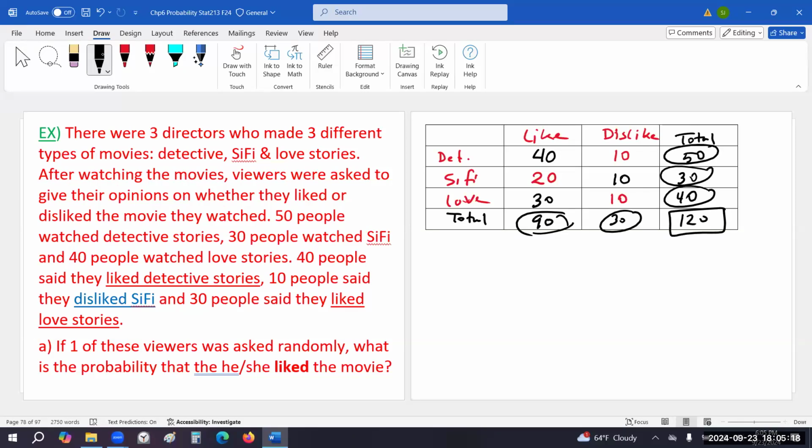If one of these viewers was asked randomly, what is the probability that he or she liked the movie? So what you're finding, probability of what? Probability of like. So what's the probability of like? We have total 90 like out of total 120 people. So 90 out of 120. Easy, right?